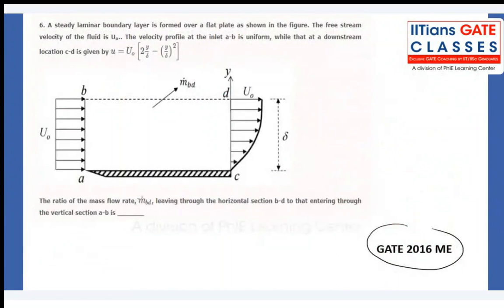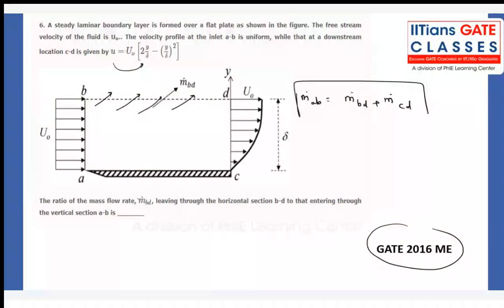I study laminar boundary layer, which is flowing over a flat plate. The free stream velocity is U naught. The velocity profile at the inlet is uniform and fixed, but downstream at the CD location, the velocity profile varies as a parabola. The mass flow rate through section BD will be what? Again, mass flow rate through section AB equals mass flow rate through section BD plus mass flow rate through section CD. That we have to do.